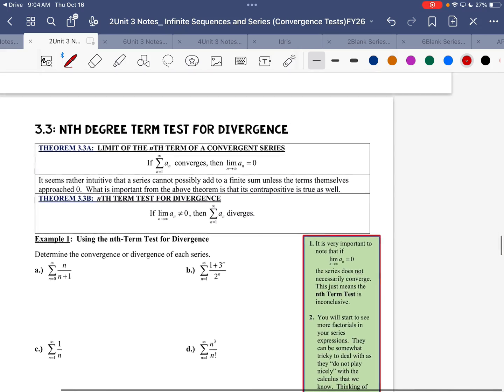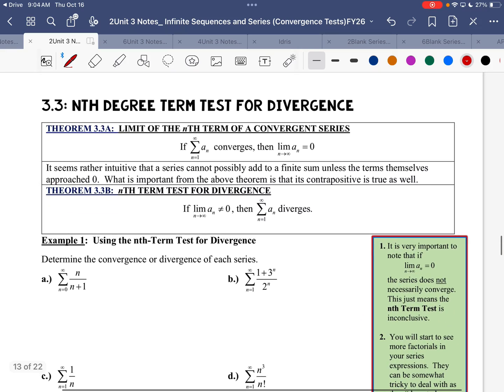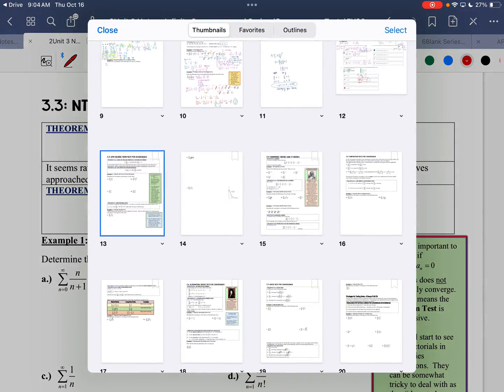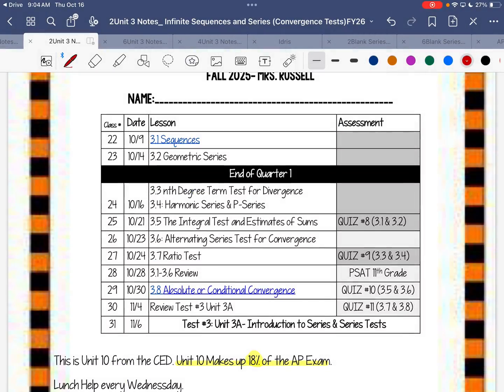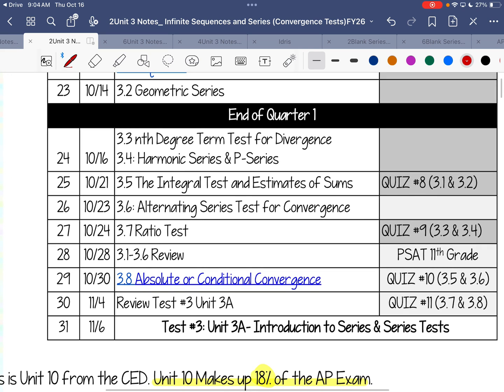Okay, let's do 3.3. Today we're doing 3.3 and 3.4. I just want to pull up the old calendar real quick for you. The test for divergence, especially the nth term test for divergence, is one of my faves. It's kind of the first one that I would ever use. I would always check it.